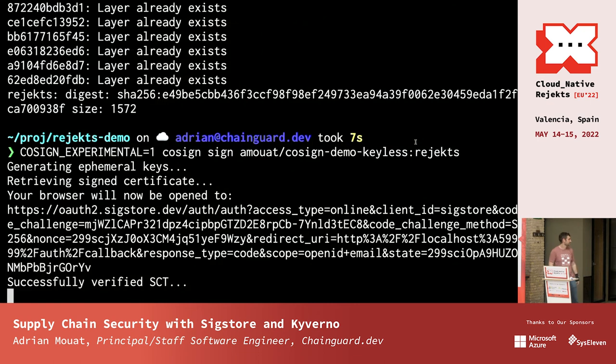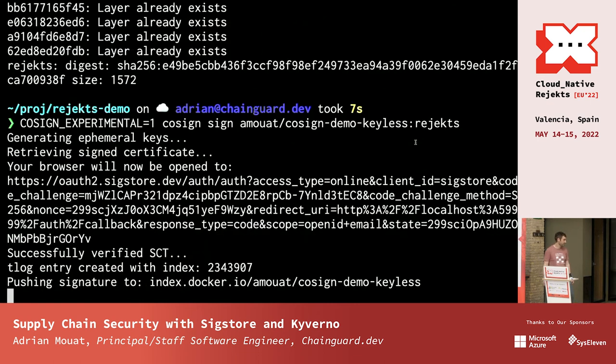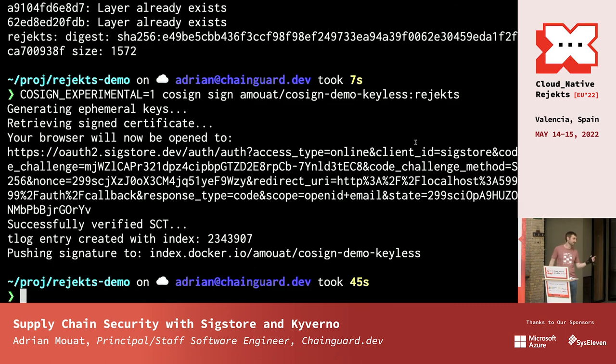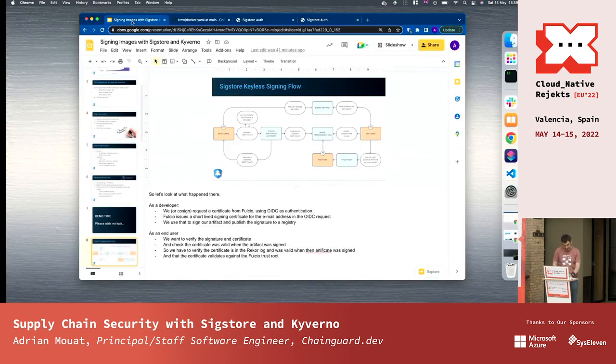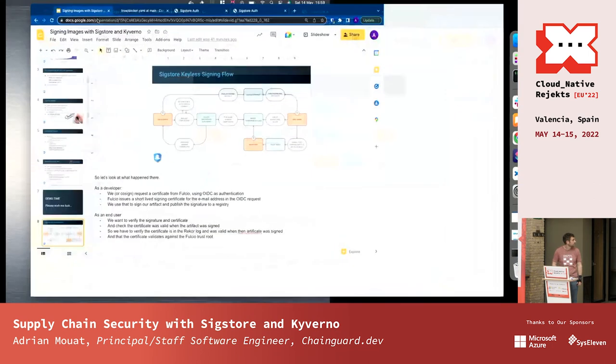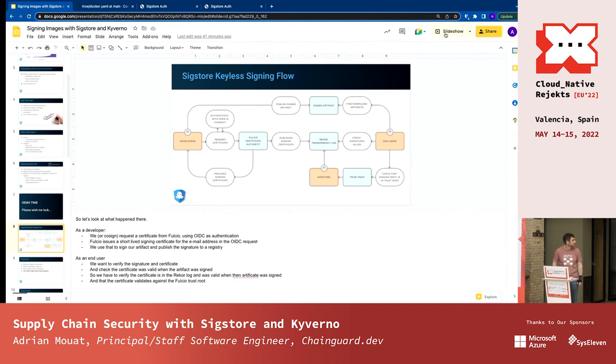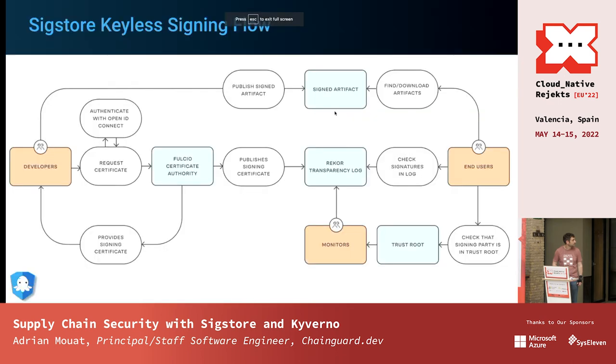Right. That has worked this time. And we've now signed it, and there were no keys involved. But it did ask me to validate against an OpenID Connect server. Now, this does get a little bit complicated. Right, so this is kind of what was going on.